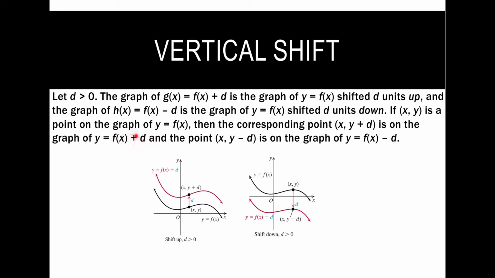When we added it, we basically added d to all the y values, shifting them up. And the point x, y minus d is on the graph of y equal to f of x minus d. So we see that here. Here's our original graph, whatever it is, f of x. And we see it shifting down. And here we see it shifting up, right? Same shape, just moved and transformed up or down depending on whether we were adding or subtracting.